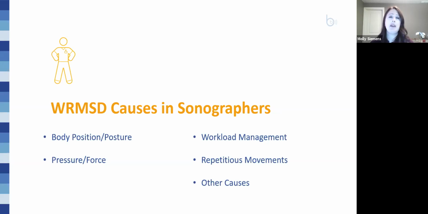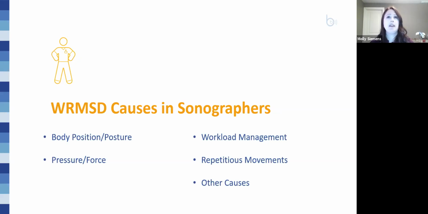Repetitive movements may also initiate WRMSDs due to the same muscle groups being continuously activated. This also allows for less time for our muscles to recover, which can lead to muscle fatigue, inflammation, and eventually degeneration of the muscles themselves due to a buildup of waste material. While any sonographer is at risk for repetitive movement injury, sonographers who are highly specialized are probably at the highest risk, such as those that perform adult echocardiograms and MFM sonographers.